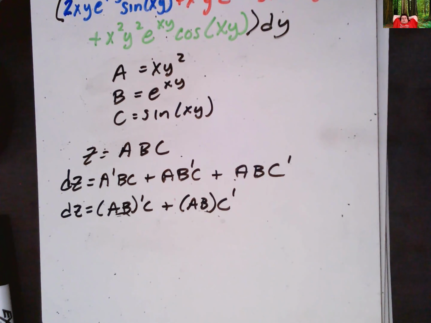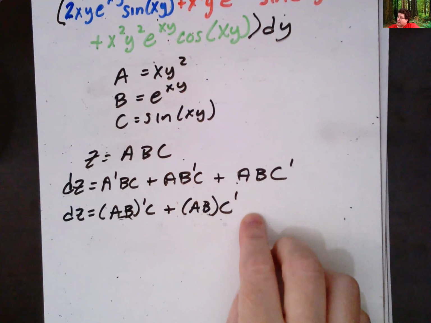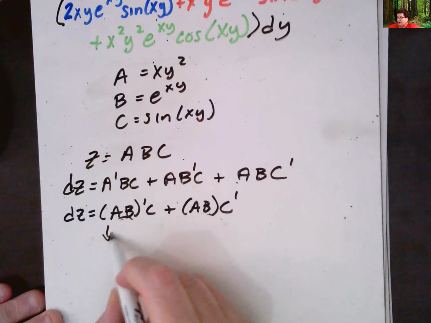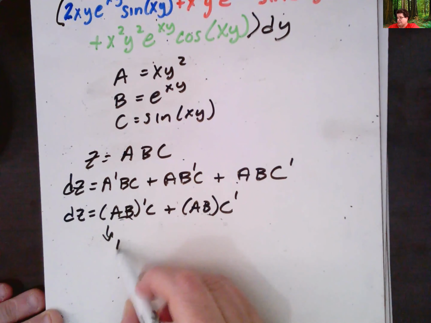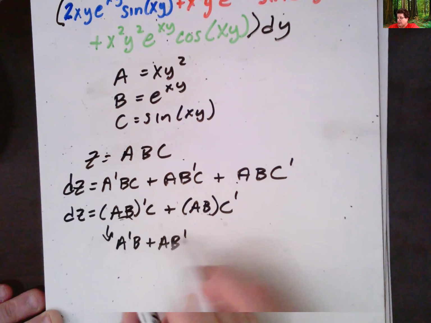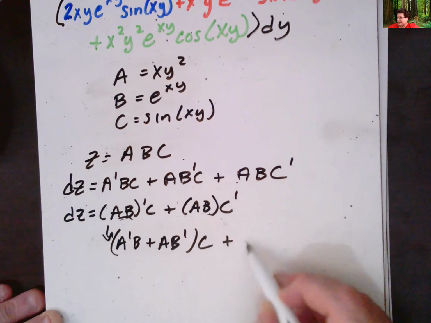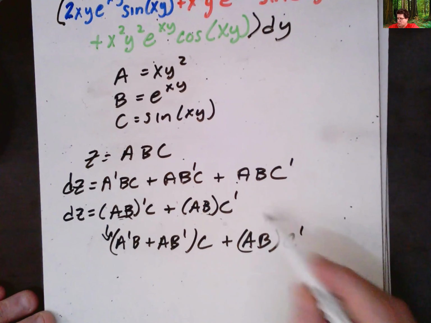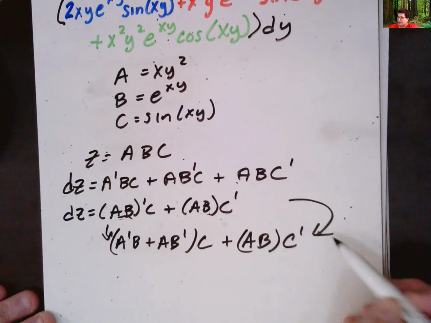Both methods work though, Lawrence. I think this one, because then you still have more to do here. This one, you still have to at this point go, okay, well, now this is A prime B plus AB prime times C plus ABC. So like this requires more than one step doing it this way.